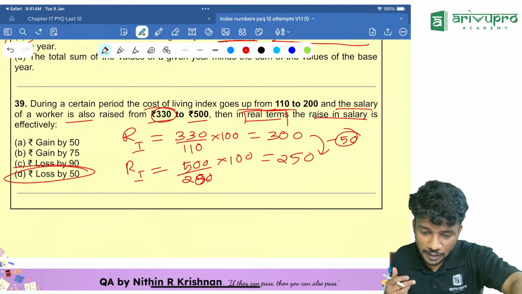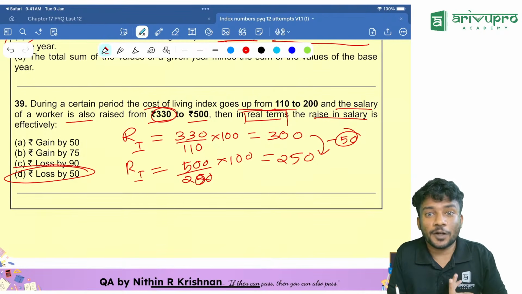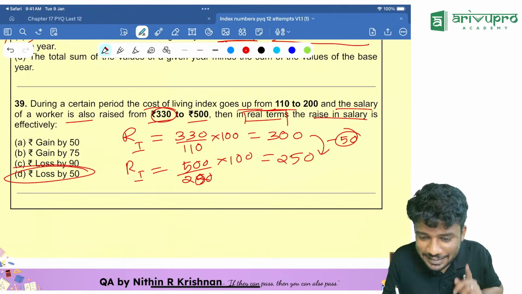How to know loss or gain? So if the value is negative, it is loss. If the value is positive, it is gain. That is the easiest way.